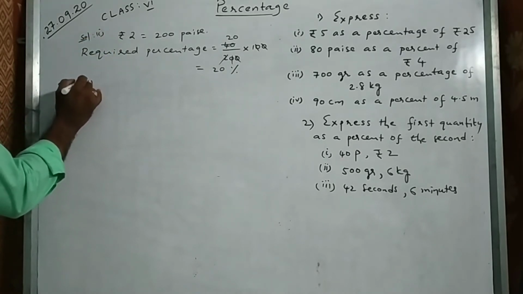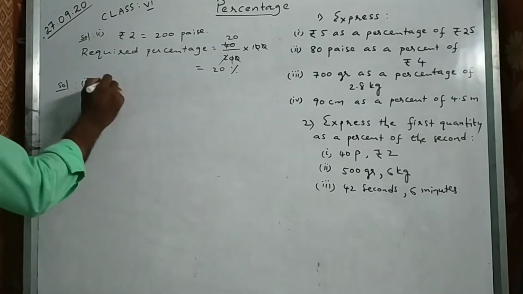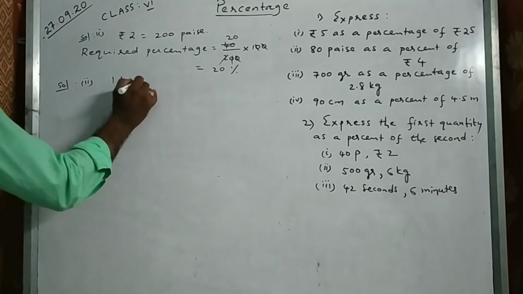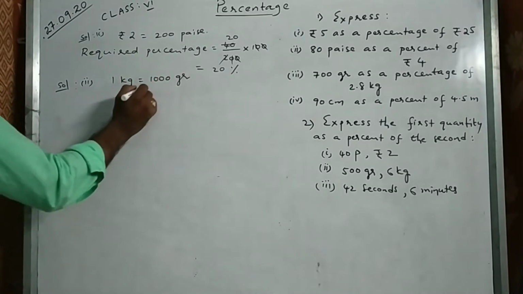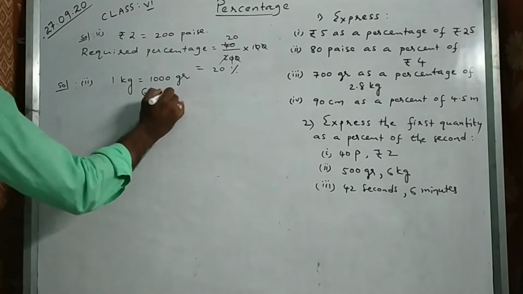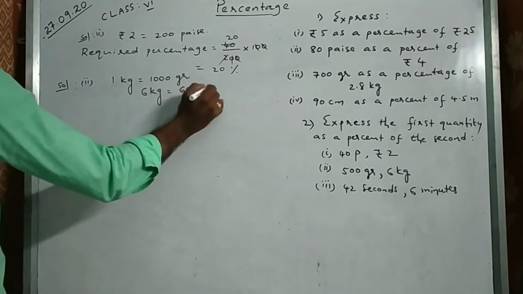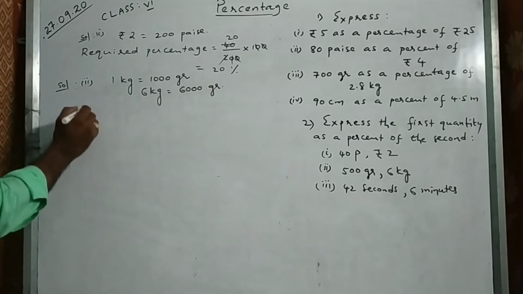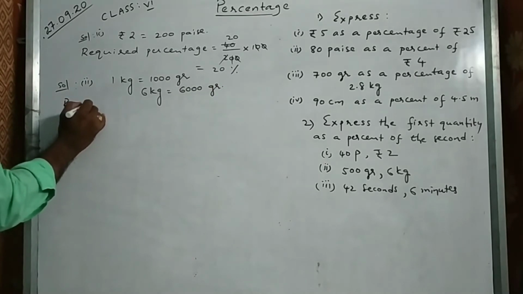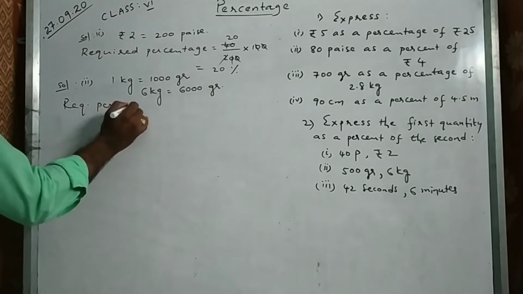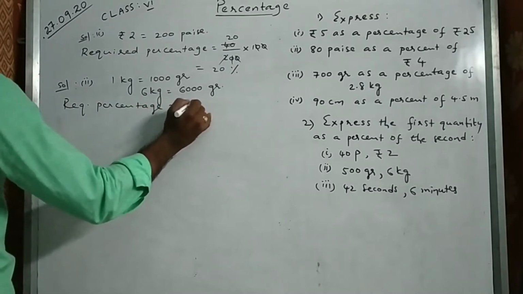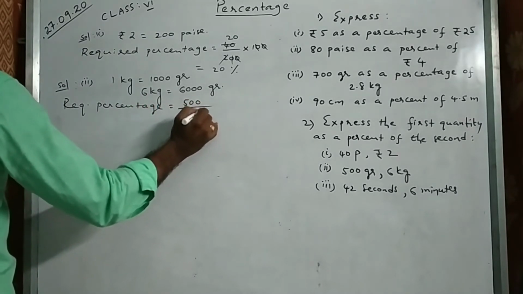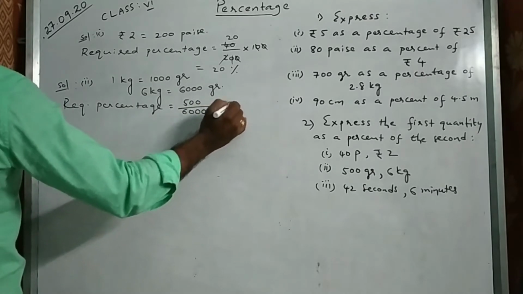Next one. Second one. Grams and kilograms. 1 kilogram equal to, I told you, just 1000 grams. So 6 kilograms means how much? 6000 grams. So required percentage equal to, first quantity is 500 upon 6000 into 100.